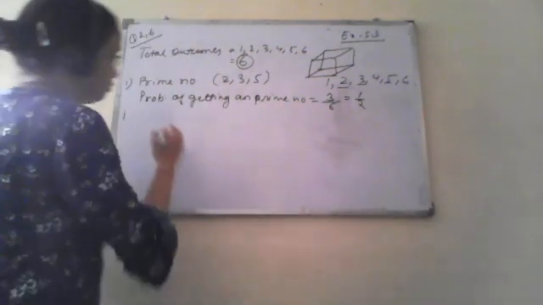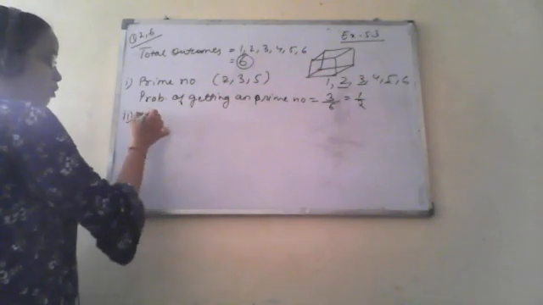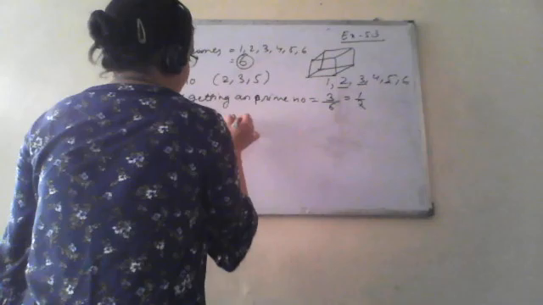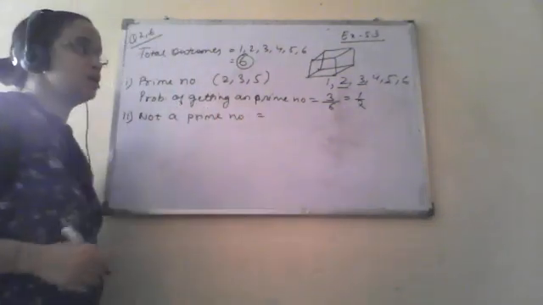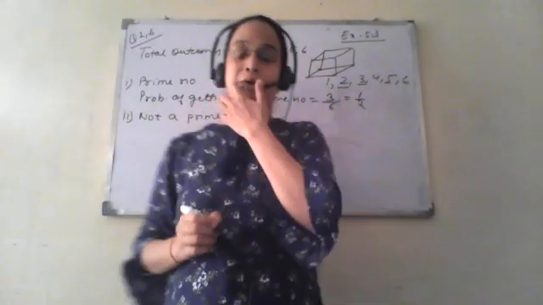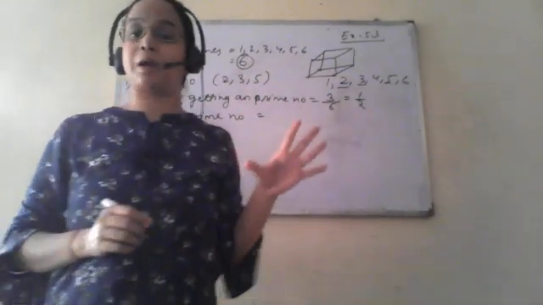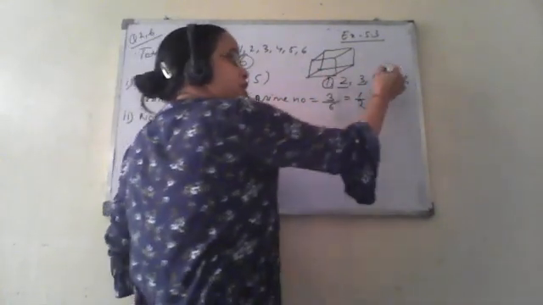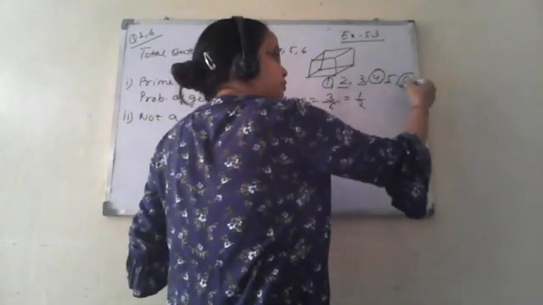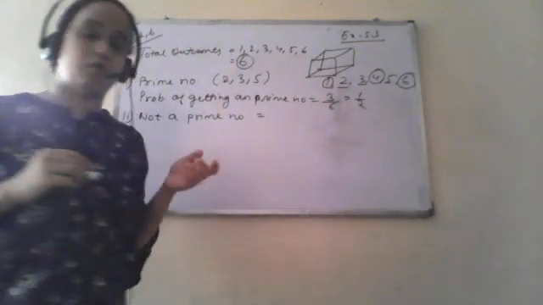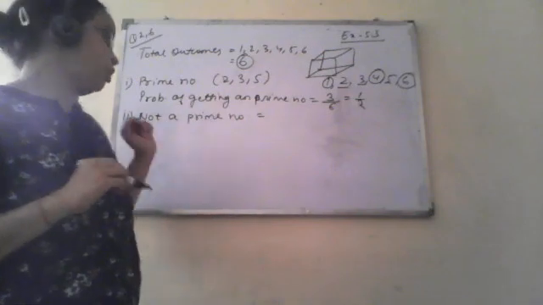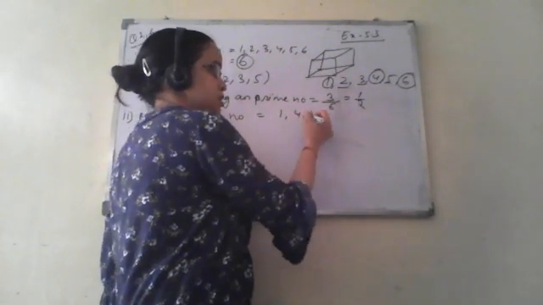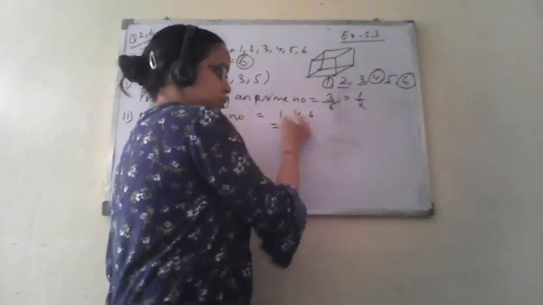Now the second part, not getting a prime number. Suppose 2, 3, 5 are the prime numbers and we are saying we are not getting a prime number. Then what else will we get? Either 1, or 4, or 6. So the outcomes of not getting a prime number are 1, 4, 6, or there are 3 outcomes.